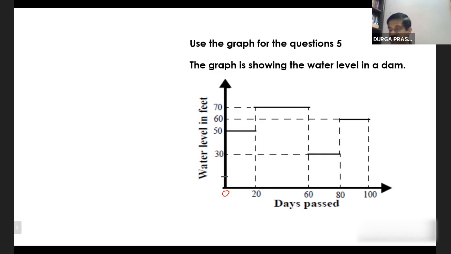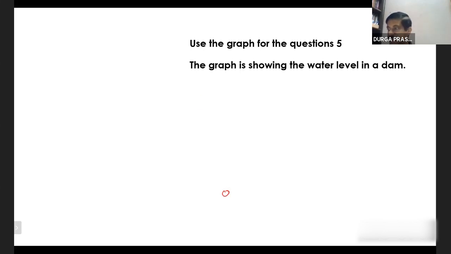So now let us see what is the question that is asked and what we need to do. So look at this. What is the mode of the daily water level? See, mode means the most repeated. So for the highest number of days, what is the level of water? Let us look at this.